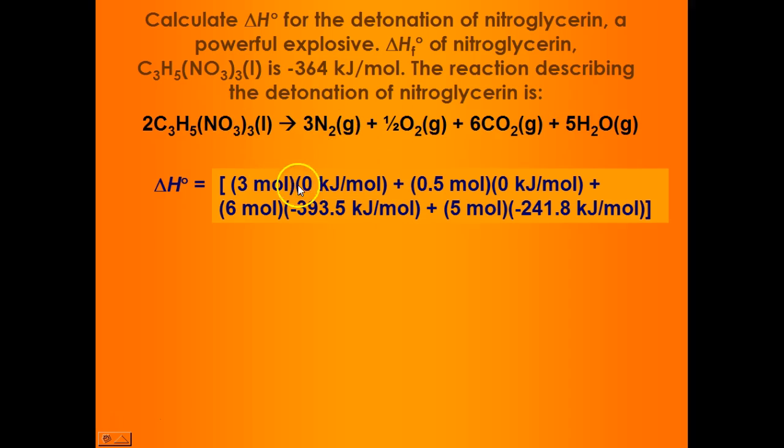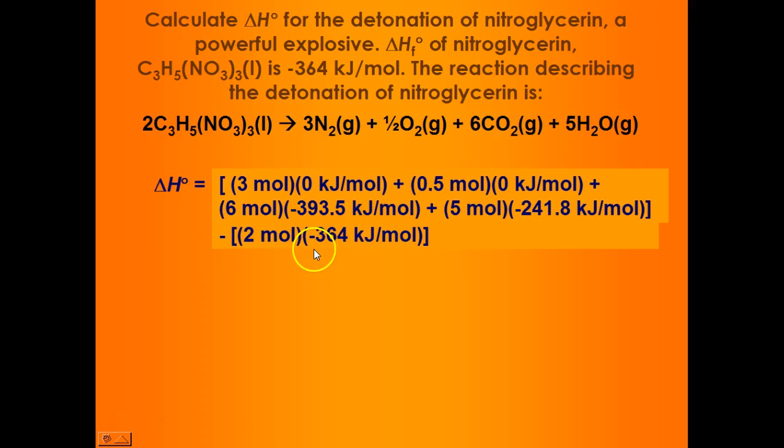So again, nitrogen is at 0 because it's an element in its standard state. Same thing for oxygen. You could do 1/2 or 3.5, they mean the same thing. We would take 6 carbon dioxides at negative 393.5 and 5 vapor molecules at negative 241.8. And we're going to subtract away from it 2 times the nitroglycerin value. This is how I would give you a value if it's not one on the chart. Nitroglycerin releases 364 kilojoules of energy per mole of nitroglycerin.